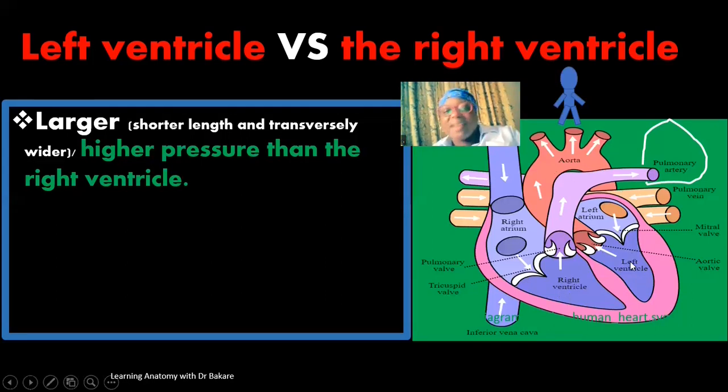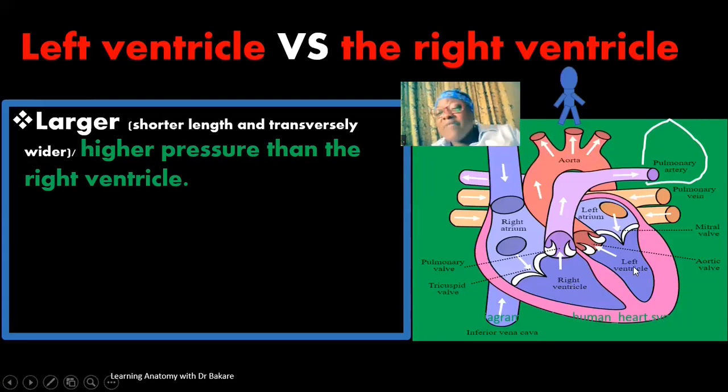Also, if you look at the length of the left ventricle, the length of the left ventricle is shorter, but transversely it is wider. But all in all, the capacity of the left ventricle is larger than what is presented on the right ventricle.